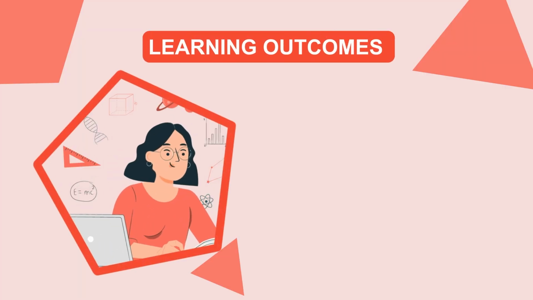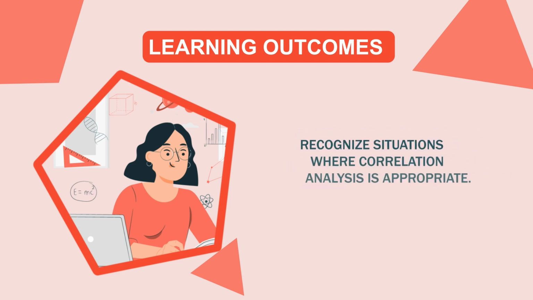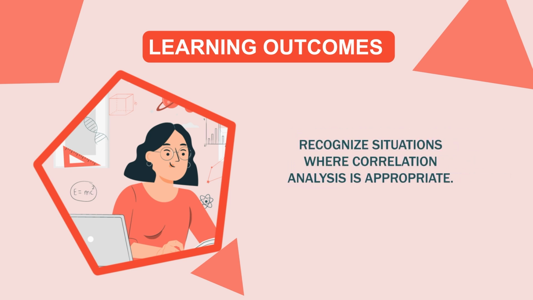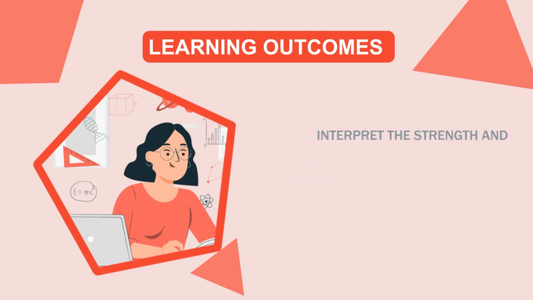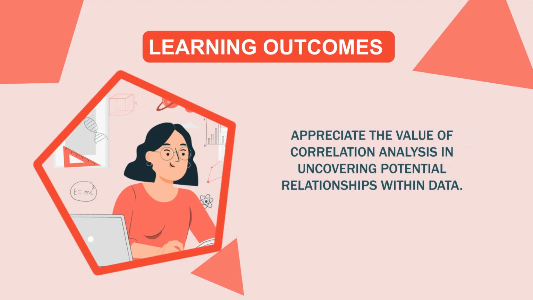The learning outcomes of this session are: explain how the correlation coefficient measures the strength and direction of relationship between two variables; recognize situations where correlation analysis is appropriate; interpret the strength and direction of associations based on correlation coefficient values; describe the steps of hypothesis testing for the significance of the correlation coefficient; and appreciate the value of correlation analysis in uncovering potential relationships within data.